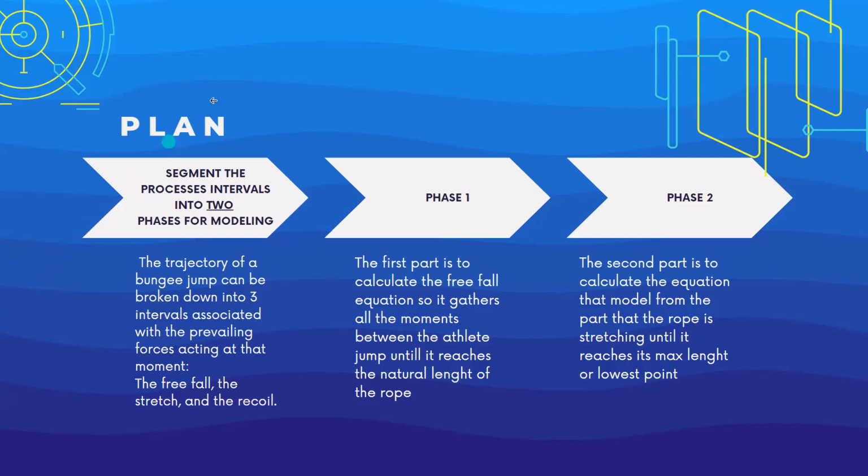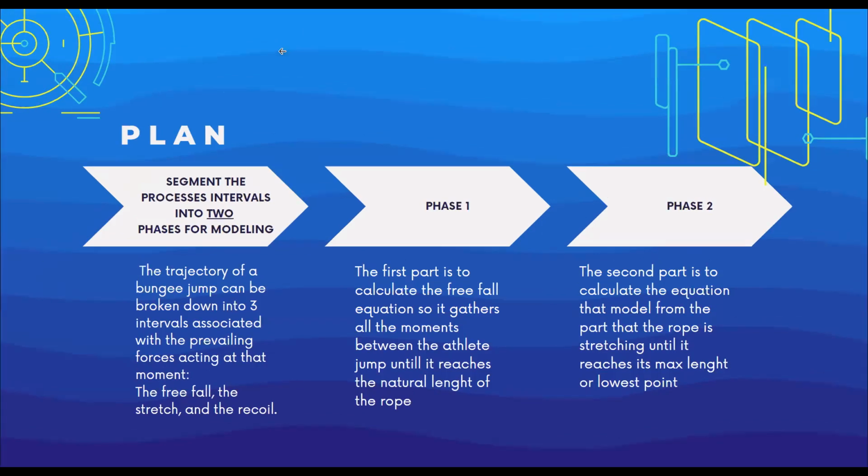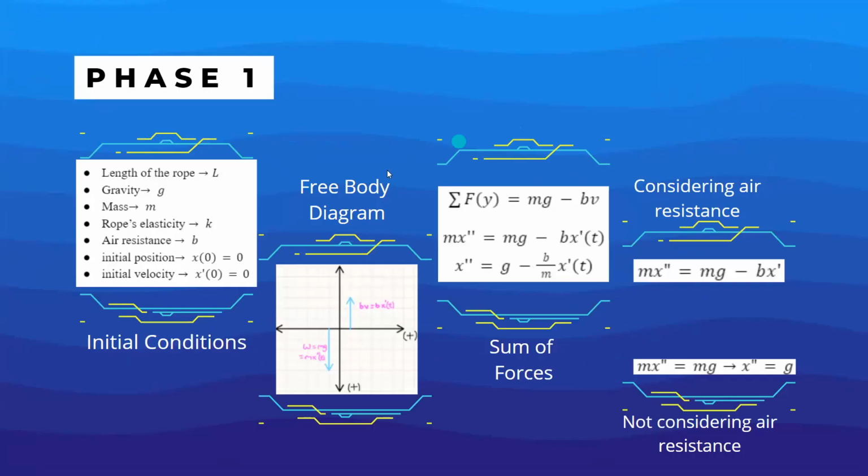Now, the calculations for phase one regard the length of the rope, the gravity, the mass, the rope's elasticity, the air resistance, the initial position, and the initial velocity. These initial conditions are set at zero, and the coefficients are determined along with the calculations in the further procedure.